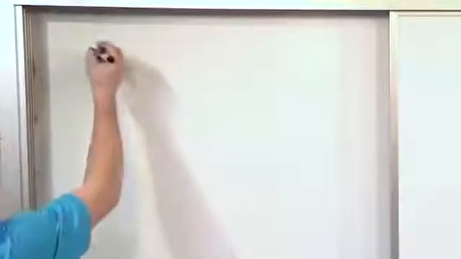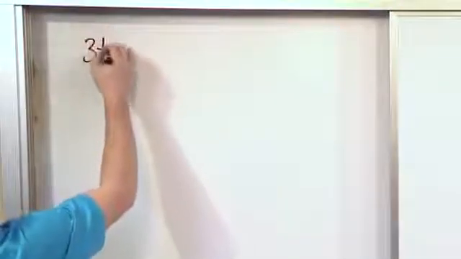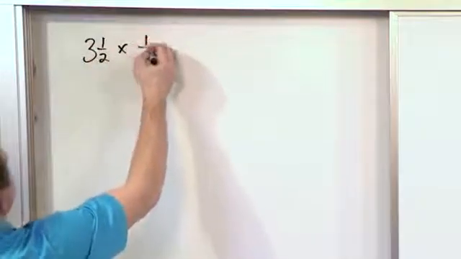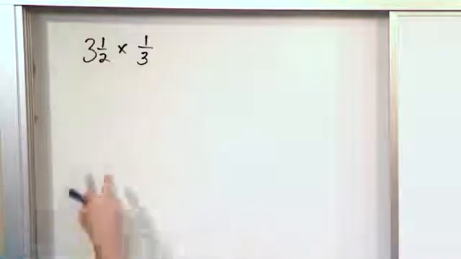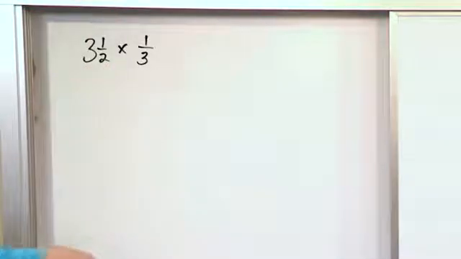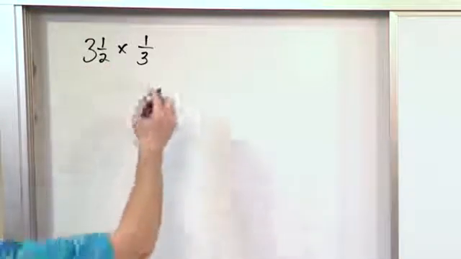So let's just jump right into a problem. You're going to find it's very simple to do. What if we have 3 and 1/2 and we're multiplying times 1/3? What do we do? What I want you to do is take every mixed number that you see and change it into an improper fraction.